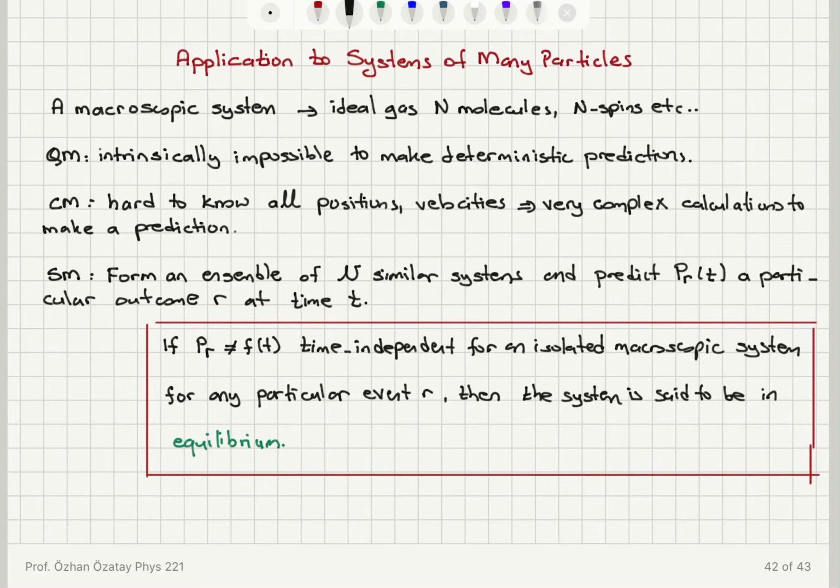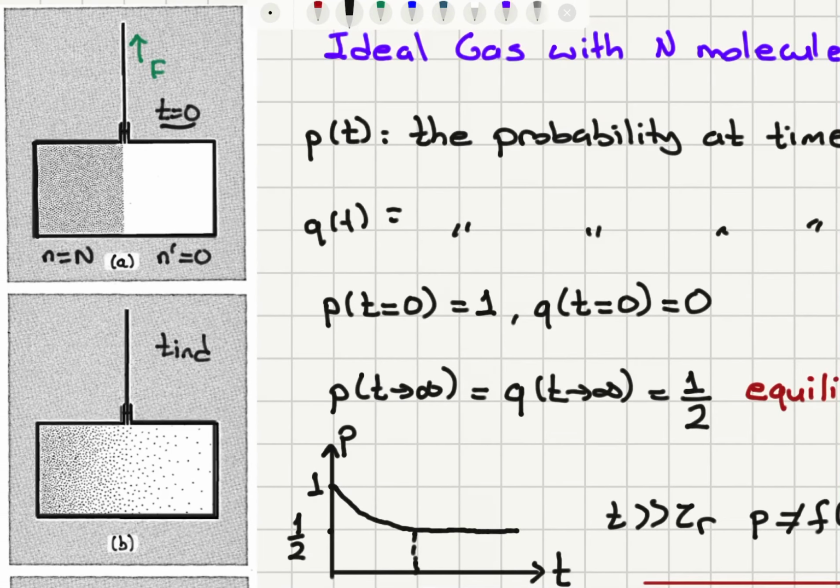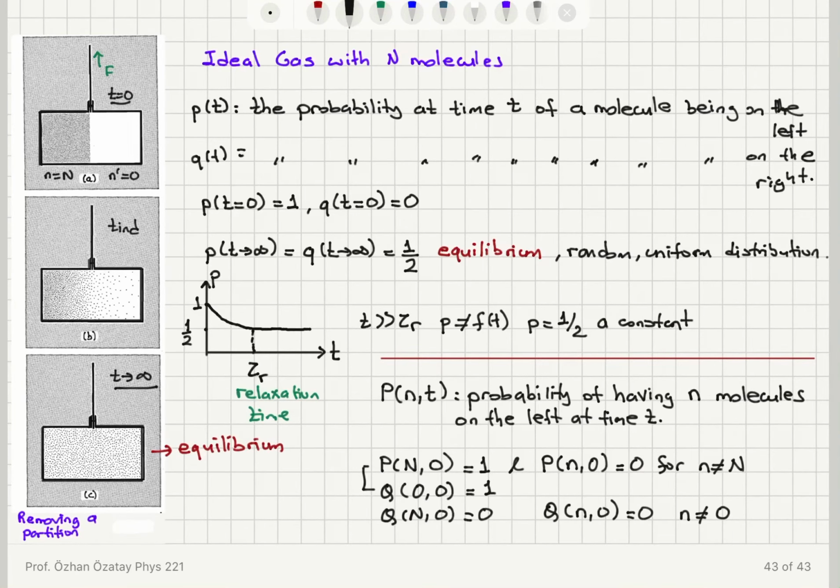For statistical mechanics, we can form an ensemble of n similar systems and predict the probability of a particular outcome at a certain time t. If we find that at a certain time t, or after a certain time, the probability has become time independent for a particular outcome, then the system is going to be in equilibrium. We have seen an application for an ideal gas with n molecules. The molecules were trapped on the left side at t equal to zero. Then this partition was removed. Then I find that as t goes to infinity, the particles will diffuse to the right-hand side, and at equilibrium, I will have the most uniform random distribution.